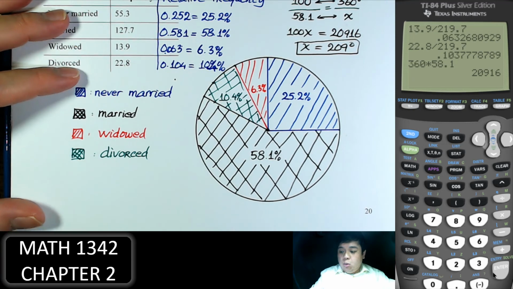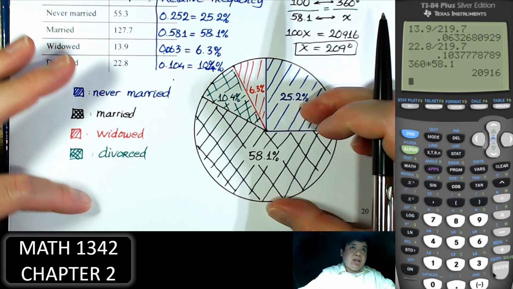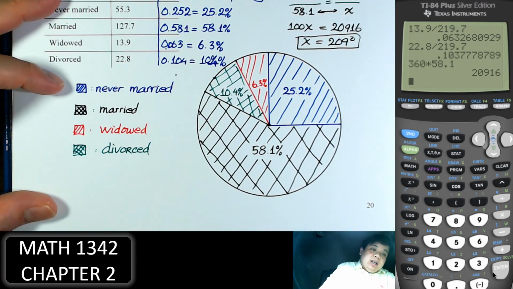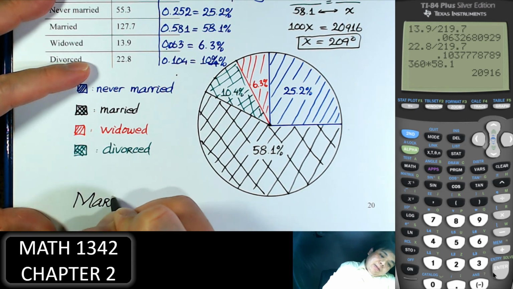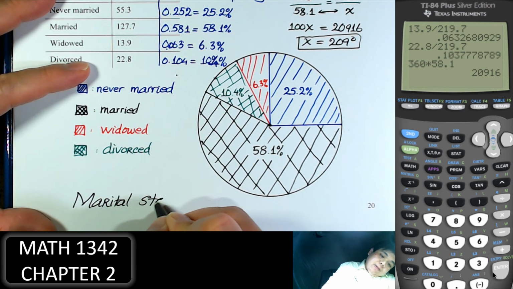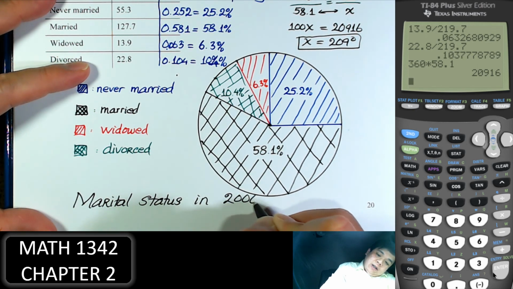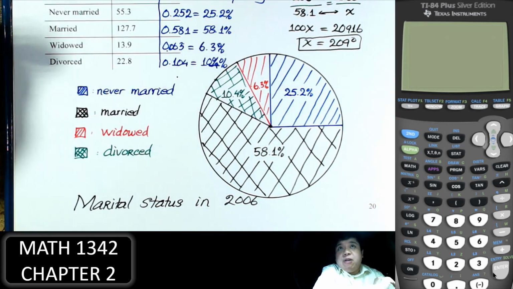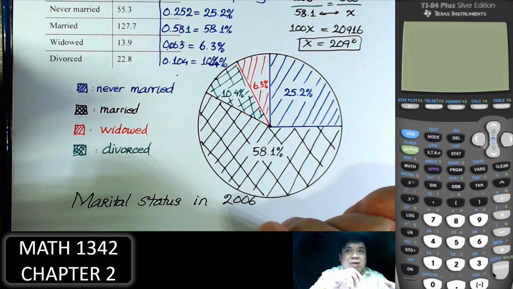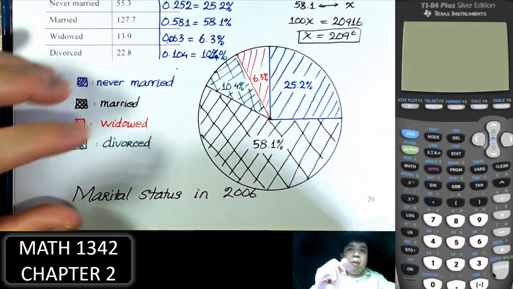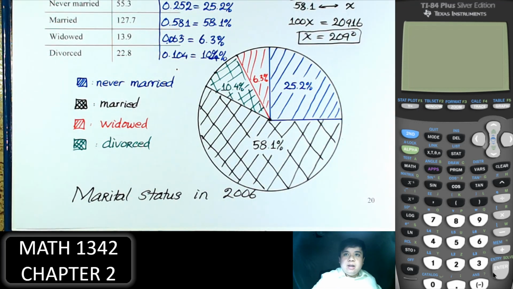Right. And as always, there should be a name for it. So the pie chart, we have the pie and the legends, and then all together we say what it is: marital status in 2006. Right. Ideally, of course, we convert everything to degrees and use the protractor. But if not, we can use the percentage relative to a pie, like 25%. So that's a quarter of a pie, and so on.